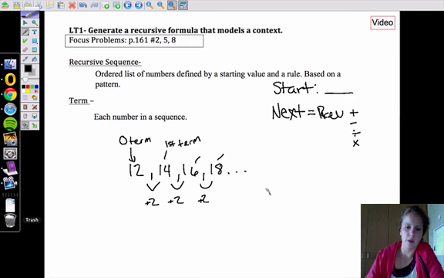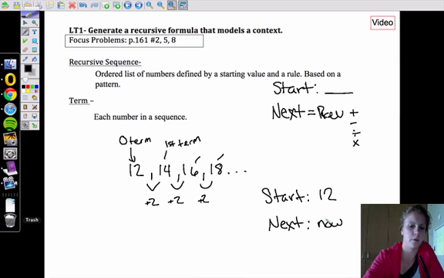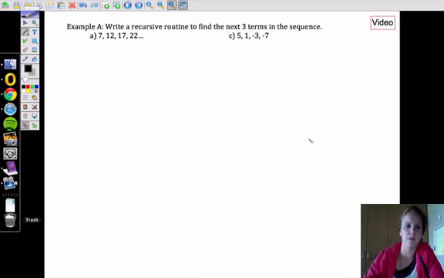So here, our start would be 12. And then the next is going to equal the previous, and you can either write previous or now. Actually, you know what? We're going to stick with previous, and I like to abbreviate. People in my classroom know that. Previous plus 2. Okay, so that would be our recursive sequence there. So let's look at a few examples.